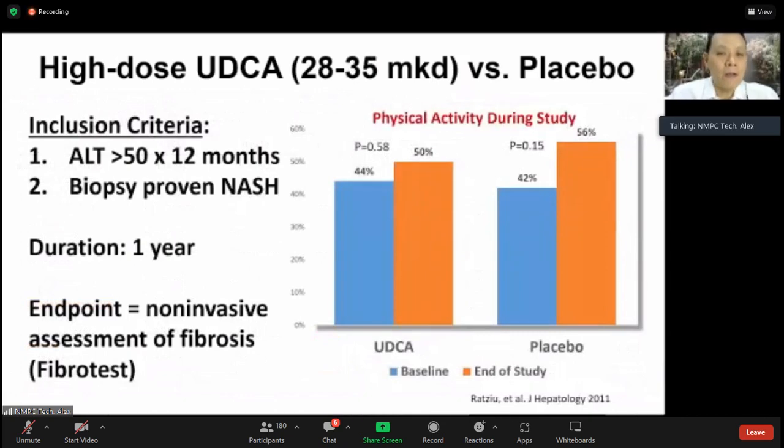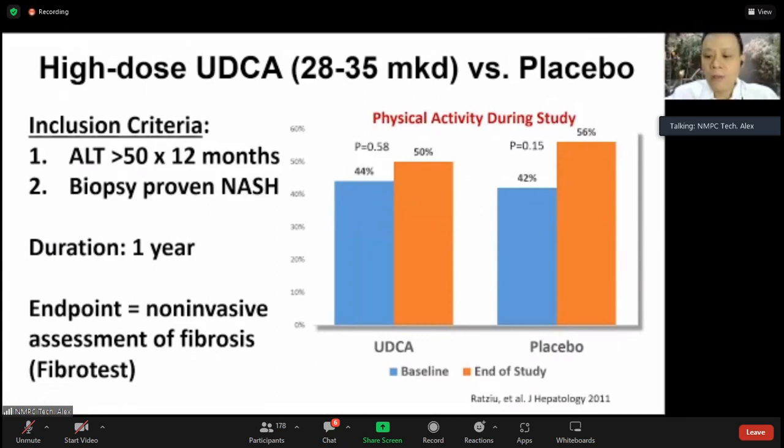Now, this next study looked at an even higher dose of UDCA, 28 to 35 milligram per kilogram per day. Again, biopsy-proven NASH, gave the UDCA versus placebo for 1 year. They looked at physical activity as a surrogate marker of whether the patient will have weight changes during the study. And again, there was no difference between UDCA and placebo group.